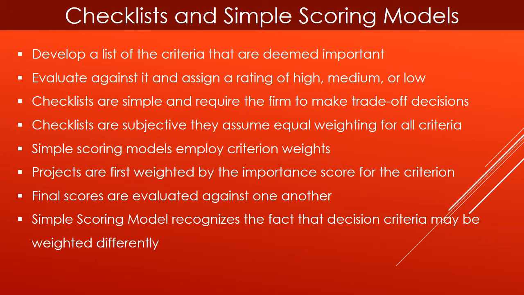Simple scoring models are similar to checklists, except that they employ criterion weights for each of the decision criteria. Hence, all project alternatives are first weighted by the importance score for the criterion, and then final scores are evaluated against one another. The advantage of this method is that it recognizes the fact that decision criteria may be weighted differently, leading to better choices among project alternatives.